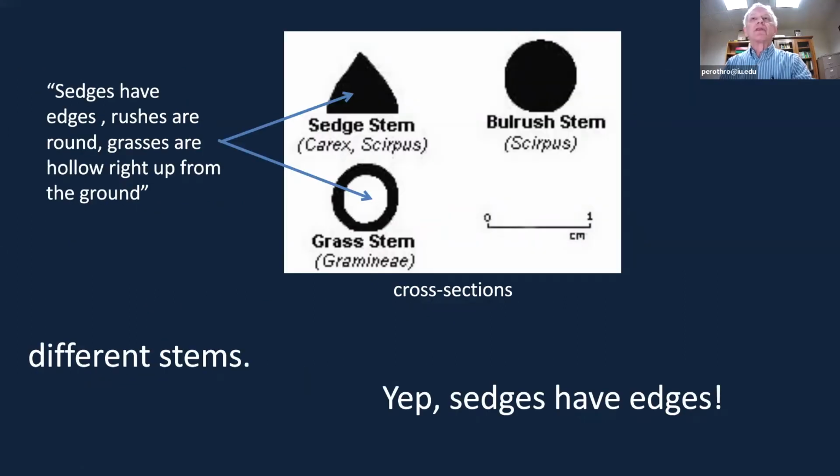Let's take a closer look at how sedges and grasses differ, starting with the stems. The stems of sedges tend to be triangular in cross-section. So yep, sedges have edges. In contrast, grasses usually have round or flattened stems, and they tend to be hollow inside. Think bamboo.